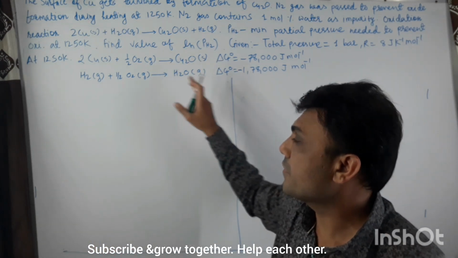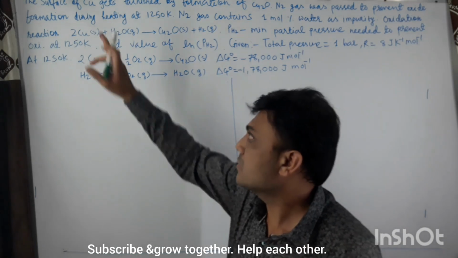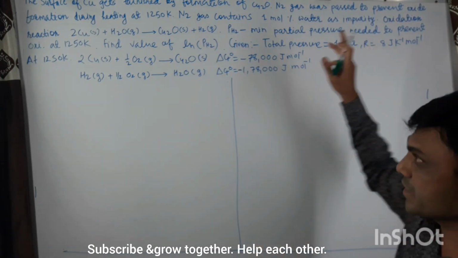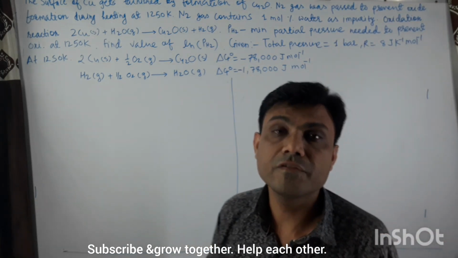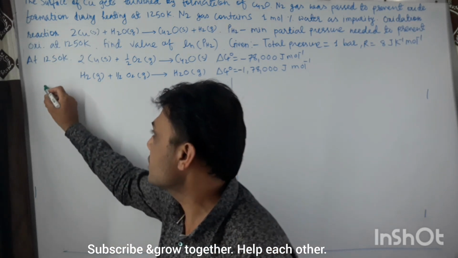Standard Gibbs free energy for two reactions is given, and this oxidation reaction is given. The value of R and temperature is given. So first of all, we have to write the Gibbs free energy equation.